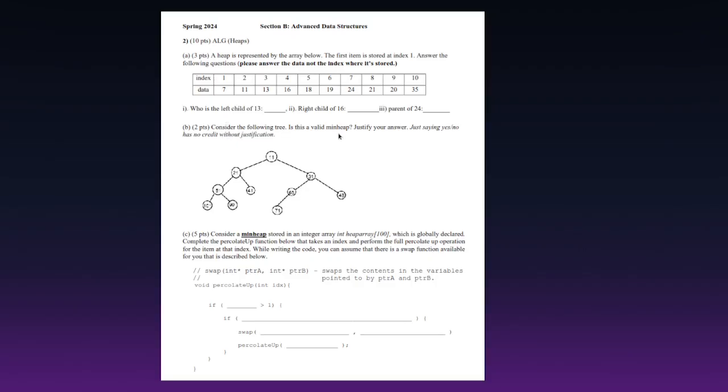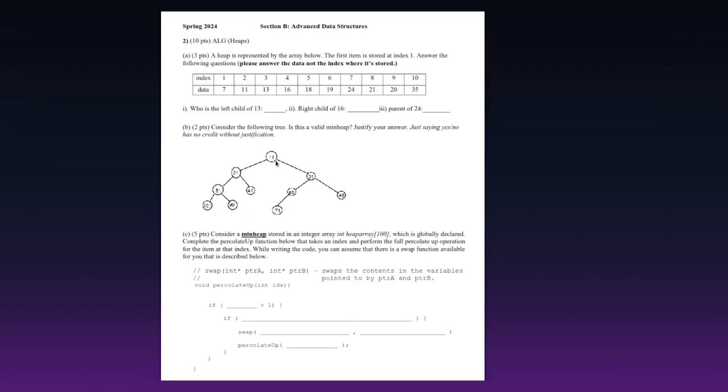Is this a valid min heap? Justify your answer. Just saying yes or no has no credit without justification. So they want you to explain a bit. This is kind of hard to see, but this is an 11. This is 21. This is 31. This is 51, 41, 65, 48, 71, 90, 101.